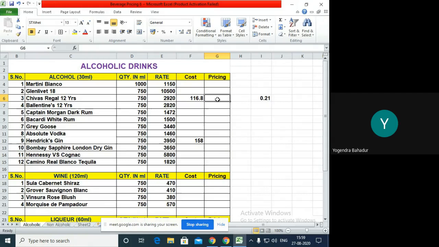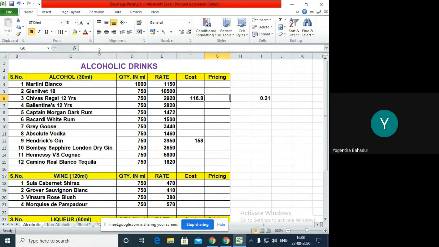And now we are going to find out its pricing. The cost is there in front of us: the cost is 116.8, and the decimal of the beverage percentage is also there. If the beverage cost is 21%, in terms of a decimal it will be 0.21. The method we are using is the division method, or ideal beverage cost method.